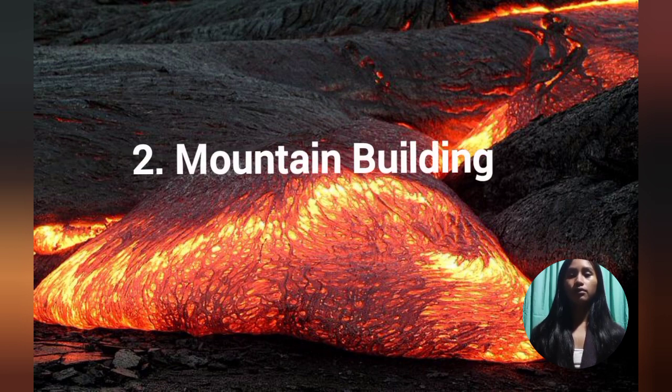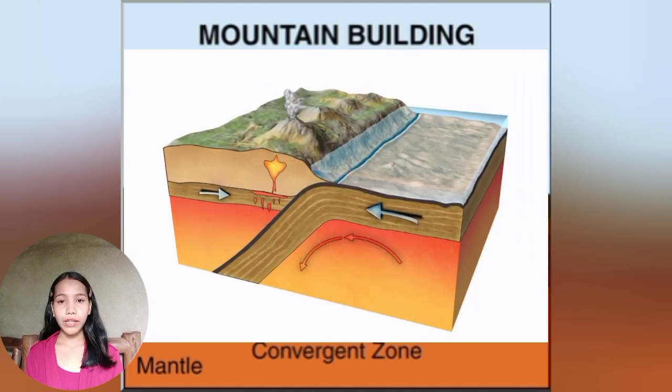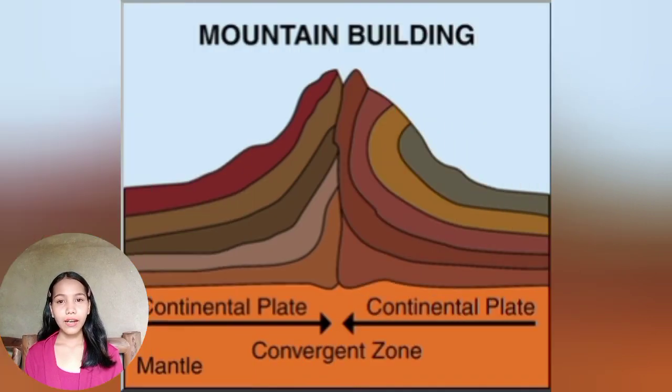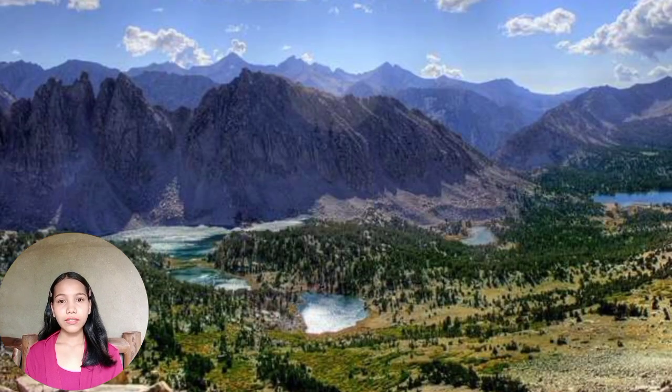Number 2. Mountain building. Magmatism contributes to the formation of mountains. For instance, during the process of subduction, when one tectonic plate is forced under another, magma rises and cools to form large bodies of rock, plutons, that can eventually be uplifted to form mountain ranges. The Sierra Nevada mountains in the US are an example of this.